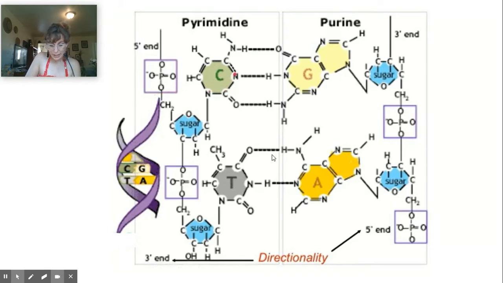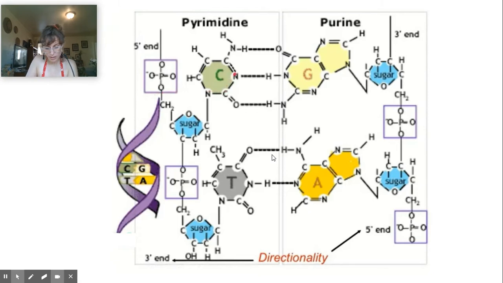So a purine is always bonding with a pyrimidine, right? Purine has how many rings? Hopefully you're saying 2. Pyrimidine has how many rings? Hopefully you're saying 1. All right? Okay, and I even told you the number of hydrogen bonds in here, right? So adenine is 2 hydrogen bonds with thymine, guanine, 3 hydrogen bonds with cytosine. Okay?